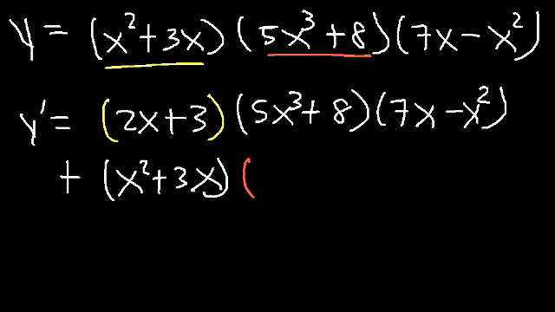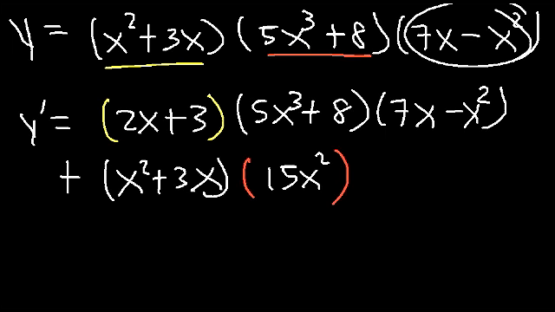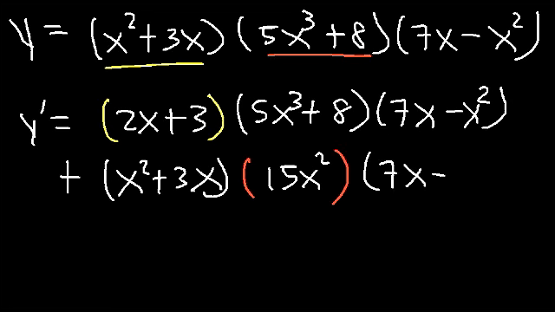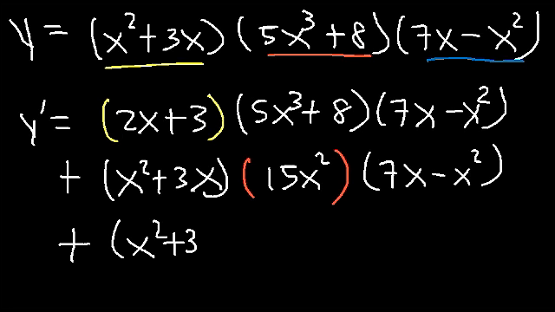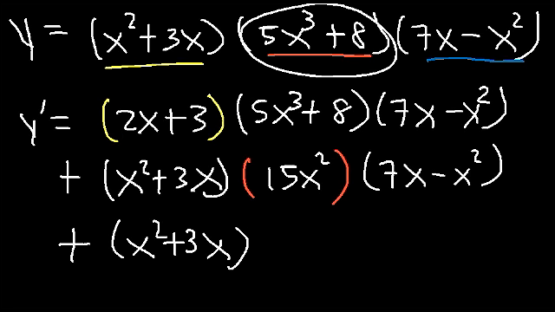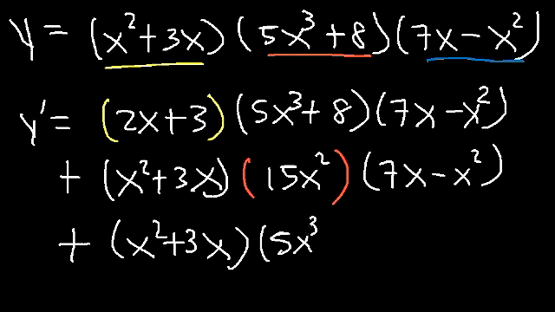Now we are going to find the derivative of the next part. The derivative of 5x cubed is 15x squared. The derivative of a constant is 0. Now the third part, we're going to leave it the same. Plus, now let's differentiate the third part. So the first part is going to stay the same. That's x squared plus 3x. The second part is going to stay the same, 5x cubed plus 8. And we're going to differentiate the third part, which is going to be 7 minus 2x.